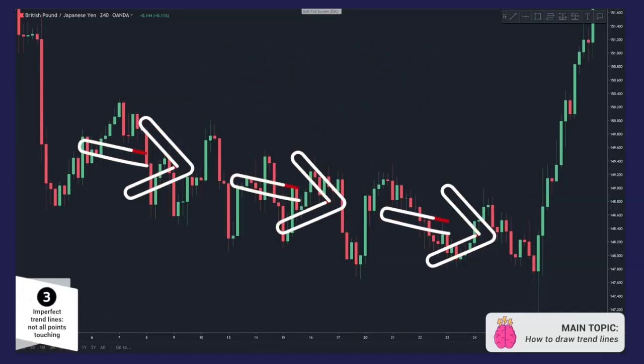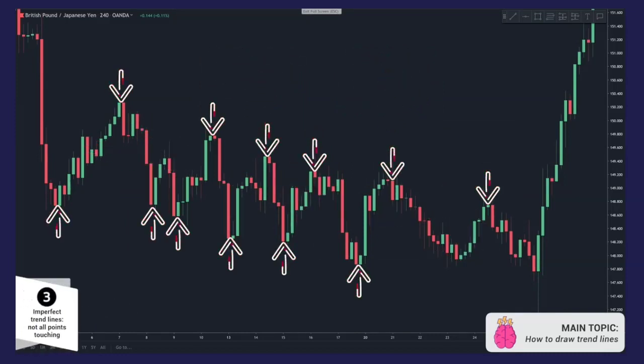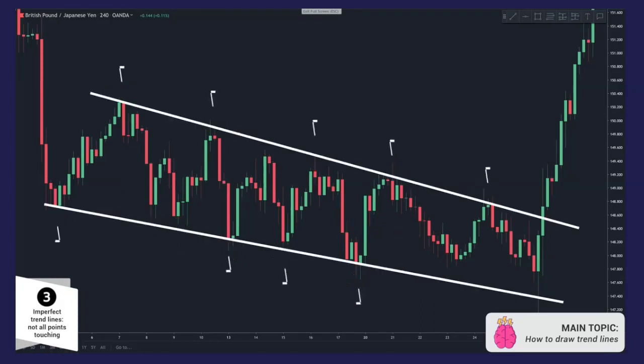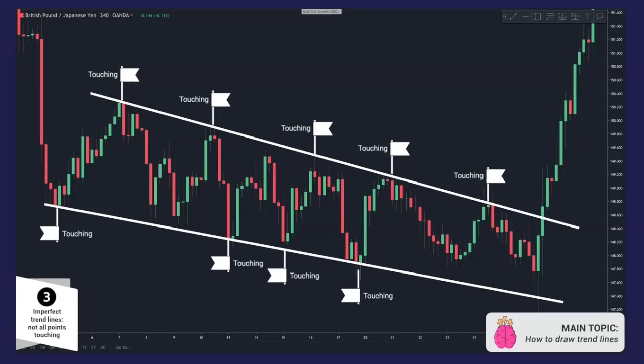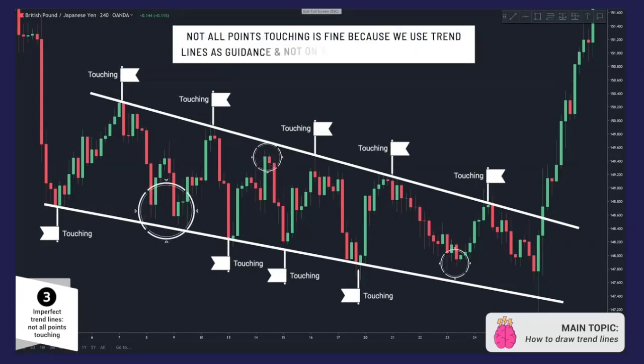So here is a clear moving downtrend, and let's go ahead and apply our trend lines where we can get as many touches as possible. Now notice how these points here all touch the trend line, but these points here do not touch, and that is perfectly fine because again, we use trend lines as guidance. We don't use them on their own for trade entries.